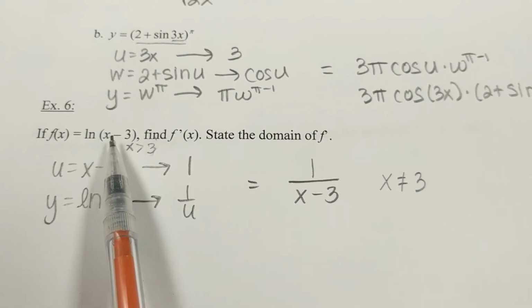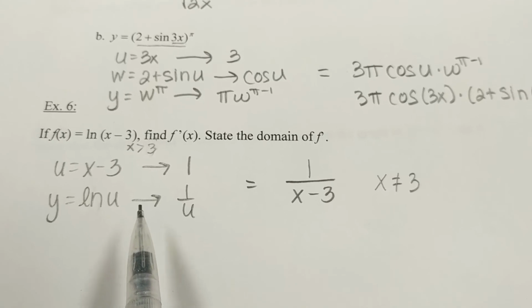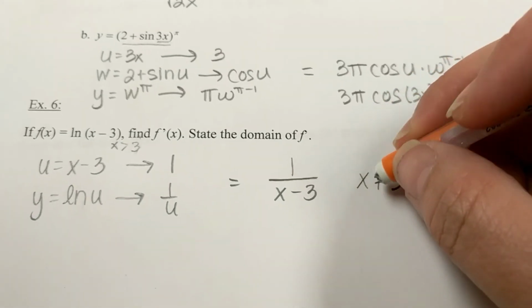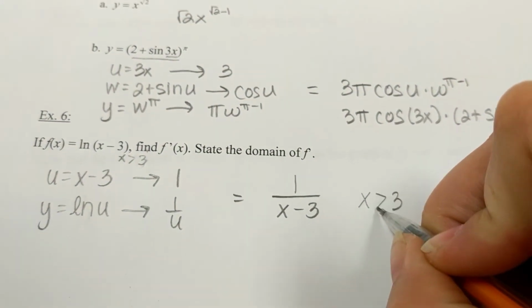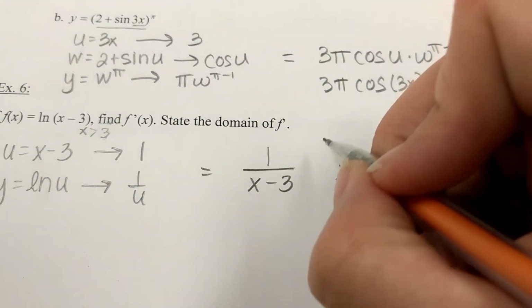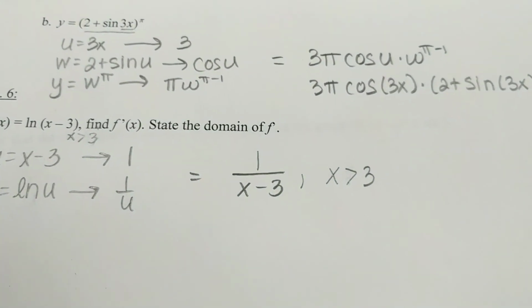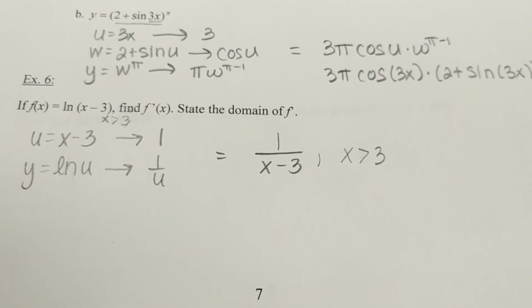If it didn't exist for the original, it certainly is not going to exist for the derivative. So I don't want to put not equal to 3. We have to say it's x is greater than 3. So we're only looking at the right-hand branch of that particular function.